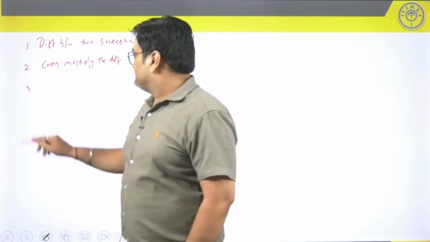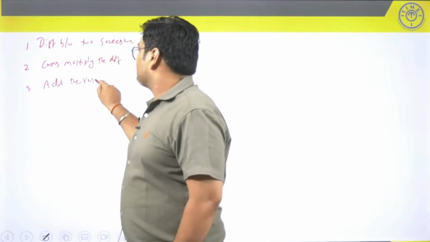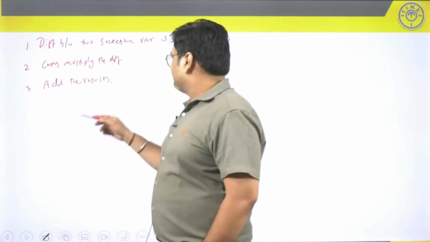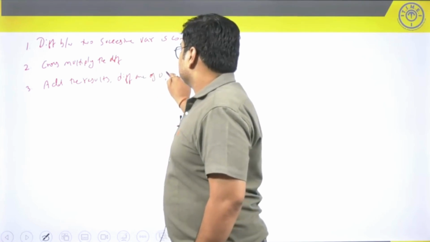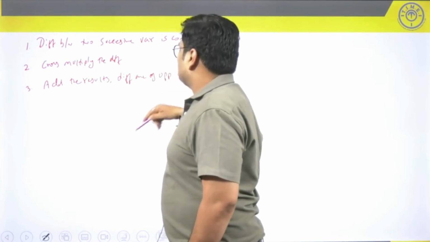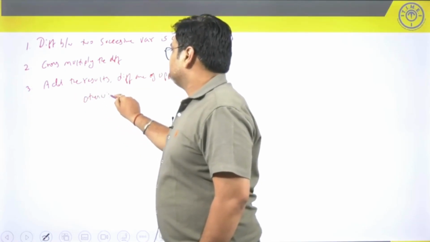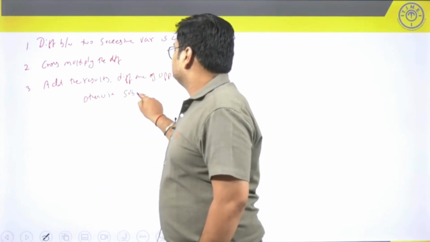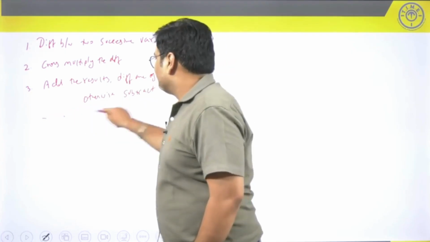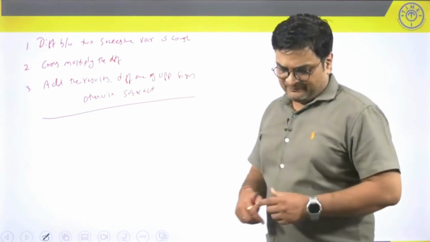Third, you add the results if the differences are of opposite sign. Otherwise, if they are of the same sign, then you subtract. So it is a 3-step process basically, which will help us in getting to our answer more conveniently. So this is the trick that I was talking about. I hope it was clear.